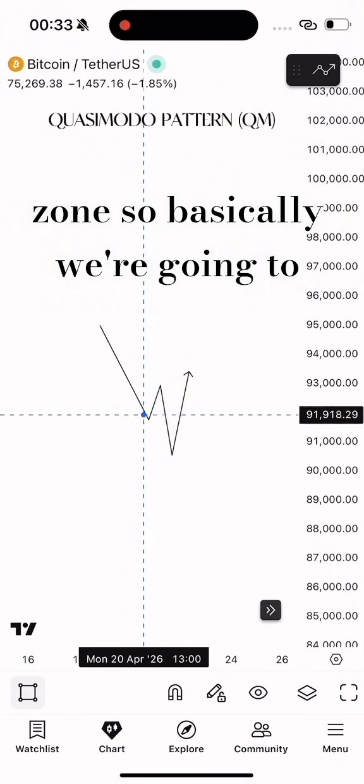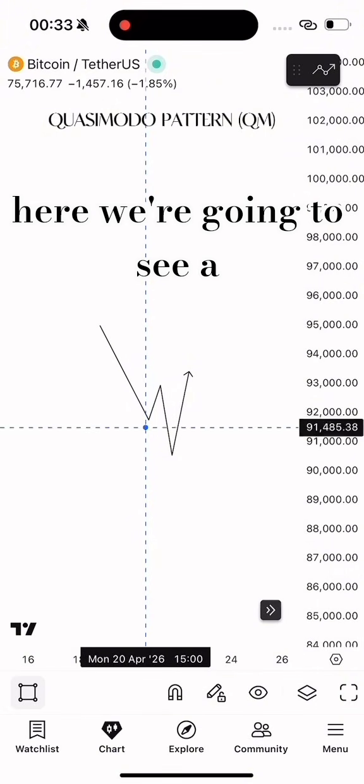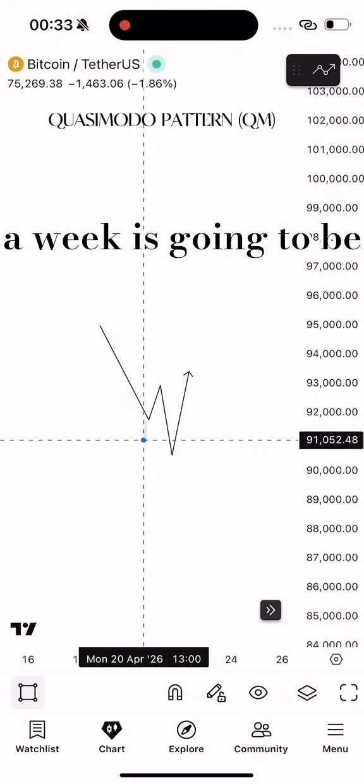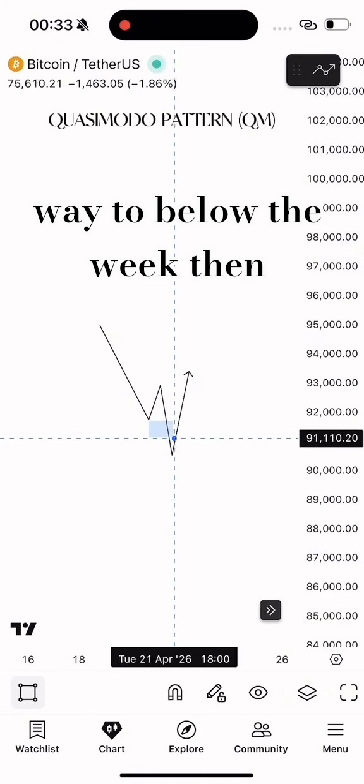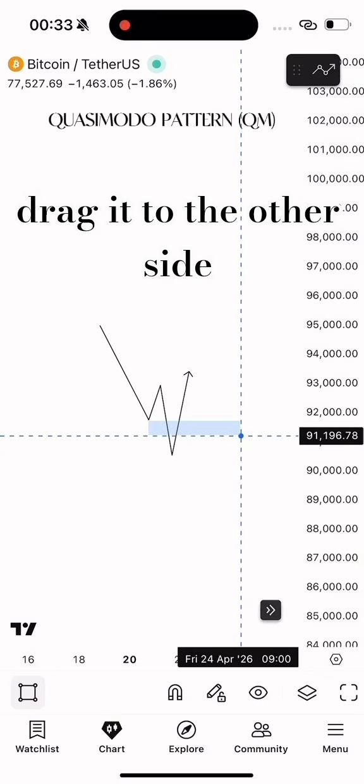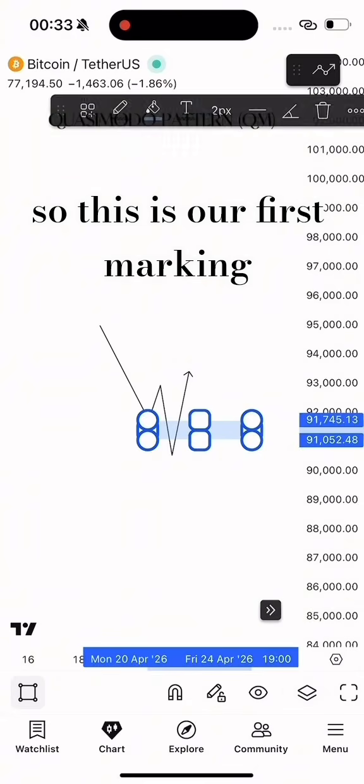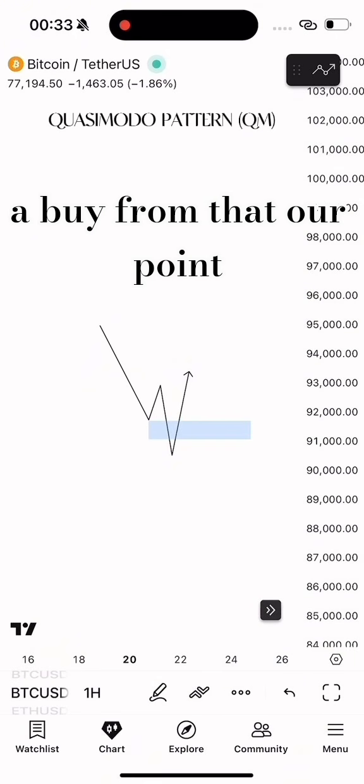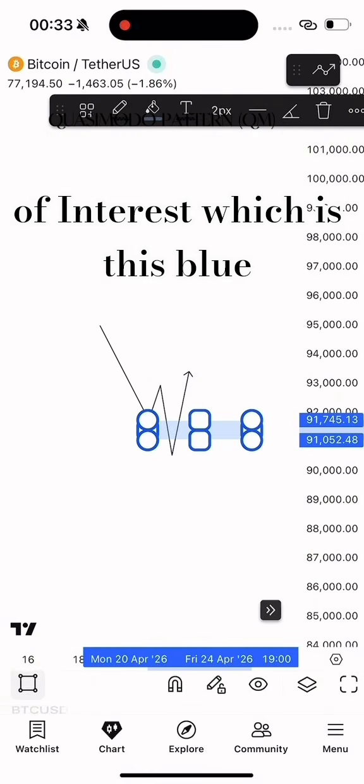So basically we're going to mark it from this low right here. We're going to see a wick. If it's a normal chart, a wick is going to be here. You mark it all the way to below the wick, then drag it to the other side. So this is our first marking, indicating that we are about to take a buy from that our point of interest, which is this blue box right here.